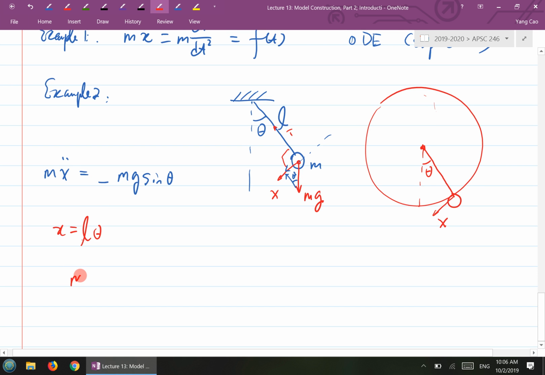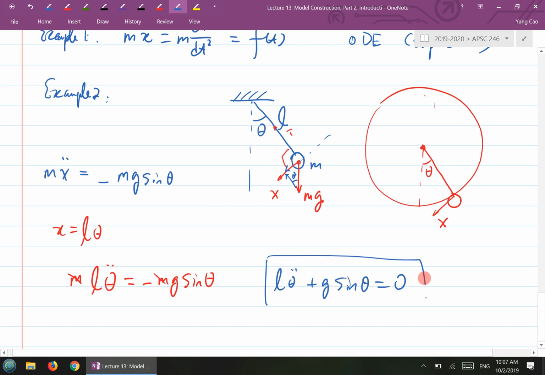So that gives you m L theta double dot equal to minus mg sine theta. Moving everything together, you can cancel the m on both sides. So you get L theta double dot plus g sine theta equal to 0. That is basically the equation of motion for the pendulum here.